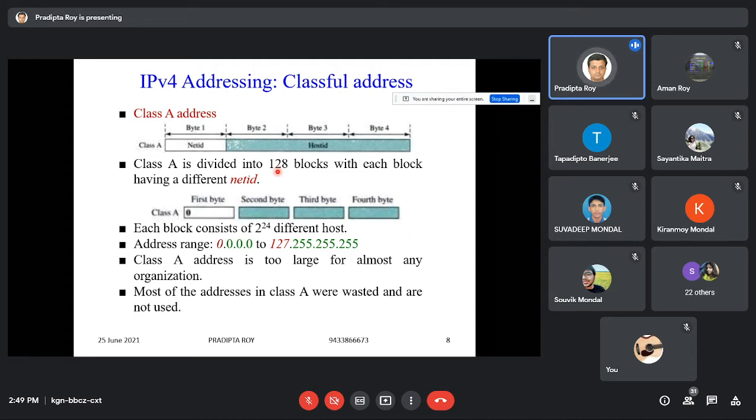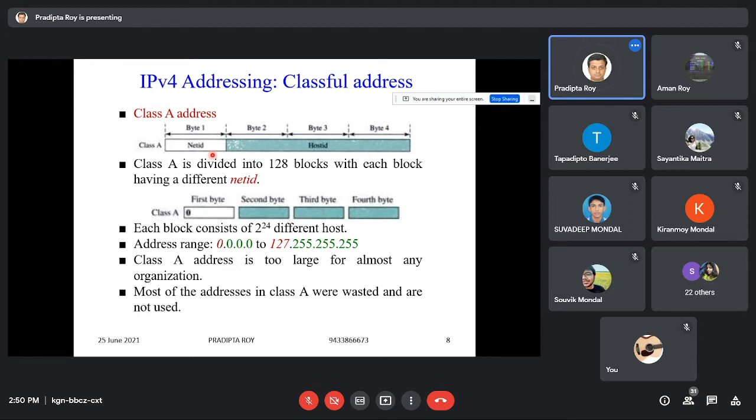Why it is not 256? Because the first byte is used to identify the net ID, and in the first byte we have 8 bits. So with 8 bits we should be able to identify 2 to the power 8, or 256, different networks.